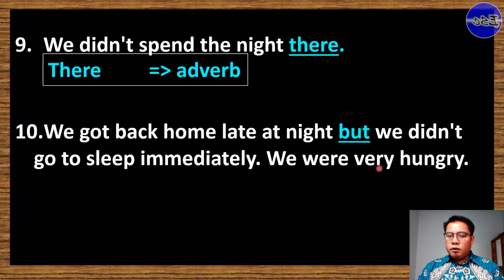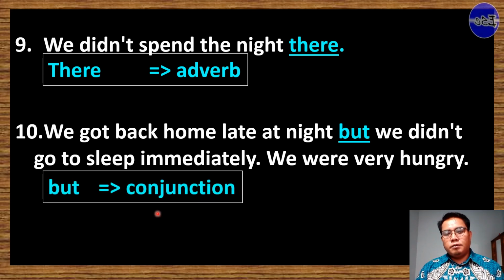We were very hungry. But is pronoun, conjunction, adverb, or preposition? Yes, correct. This is a conjunction because it connects these clauses: we got back home late at night, we didn't go to sleep immediately.